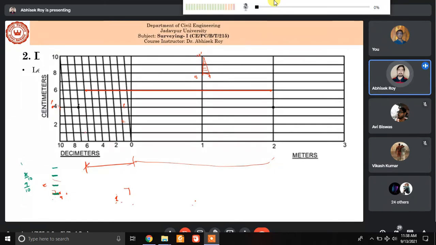Now we will see in the upward direction how many points it has gone. 1, 2, 3, 4, 5, 6. That means this will be represented as 1/10th of a decimeter, that means centimeters. So the length of this line is basically 2 meter, 6 decimeter and 6 centimeter. Is that clear? Is this dimension measurement clear?